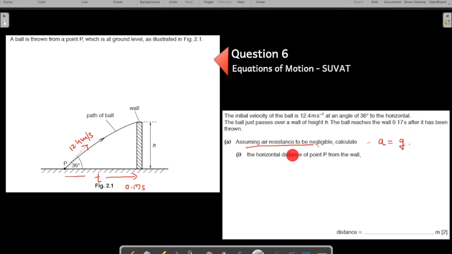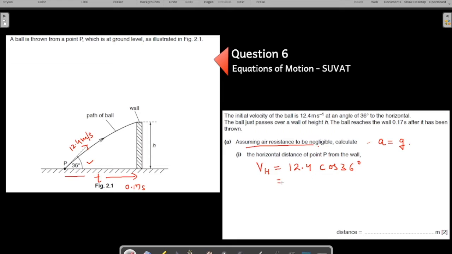So let us understand what the first part of the question is telling. Calculate the horizontal distance of the point P from the wall. So you have to calculate this horizontal distance. Whenever you have to calculate the horizontal distance, what is the thing that you need to find out? You need to find out the horizontal component of the velocity, which is very easy to do here. Why? Because you know the initial velocity and it is at an angle of 36 degrees. So it is easy to find the horizontal component. It will be 12.4 cos of 36 degrees.